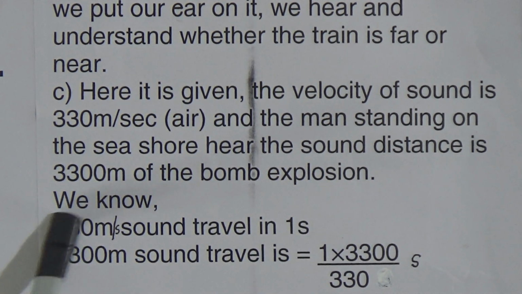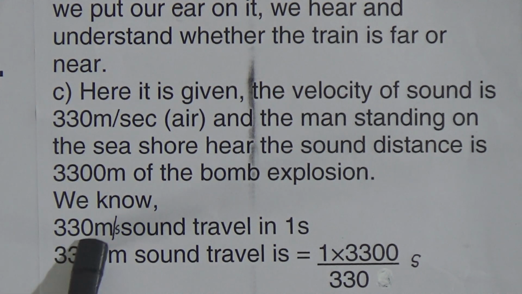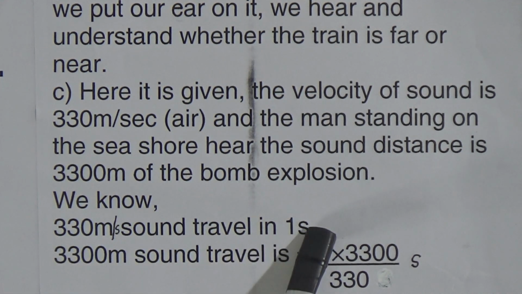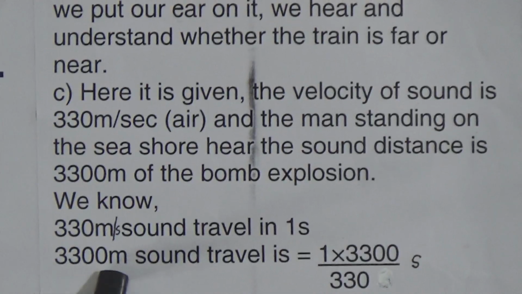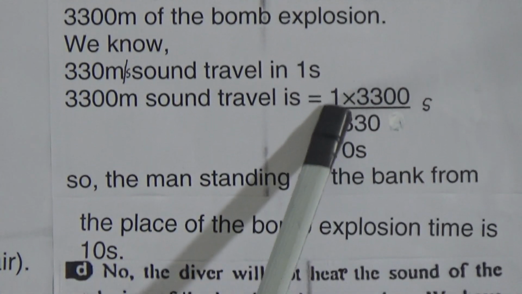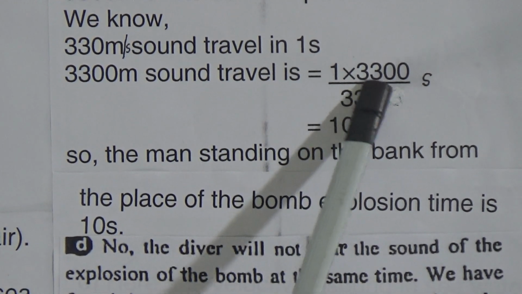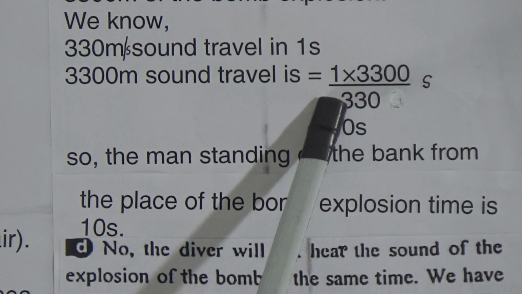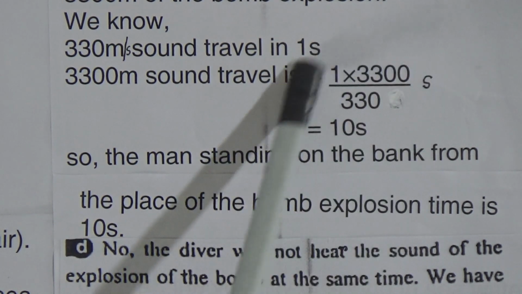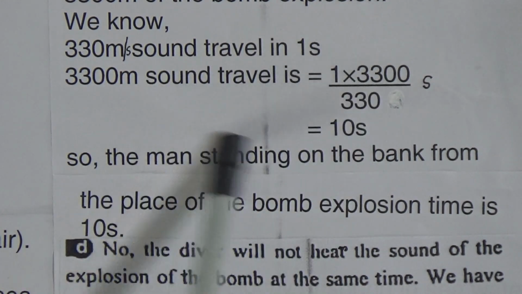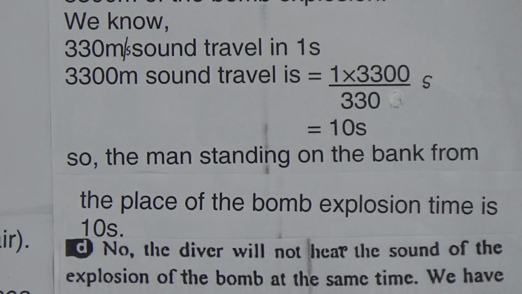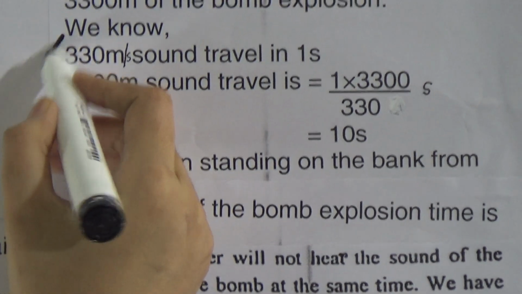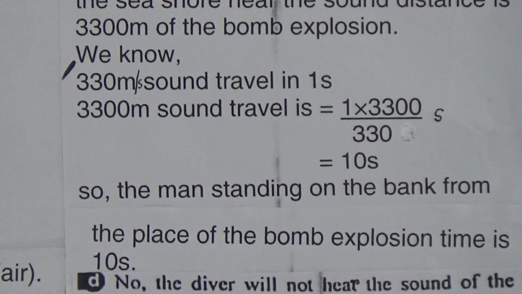Here is the calculation. We know 330 meter per second, sound travels in 1 second. 3300 meter sound travels in 1 into 3300 by 330 second. If we calculate this, then we will find 10 seconds, and we can do this calculation in another way. I will show you. You can do this calculation this way, or here is another way like this.